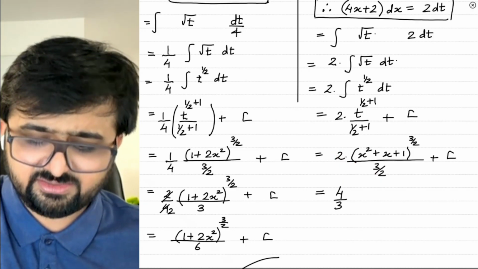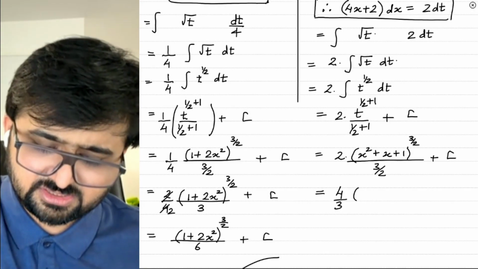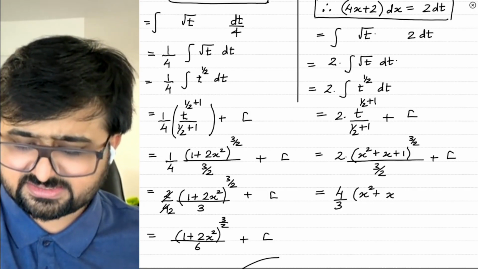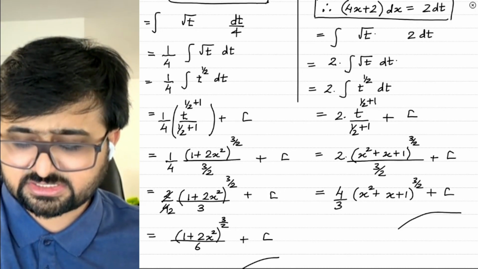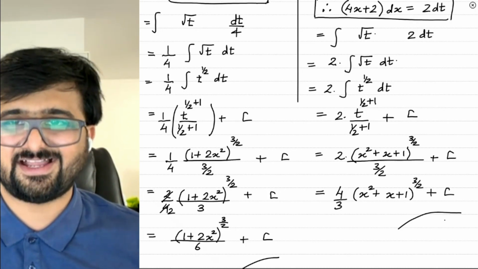4 by 3 because of this 3. X square plus x plus 1 to the power 3 by 2 plus the constant of integration c, and that's your final result. I hope that makes sense.